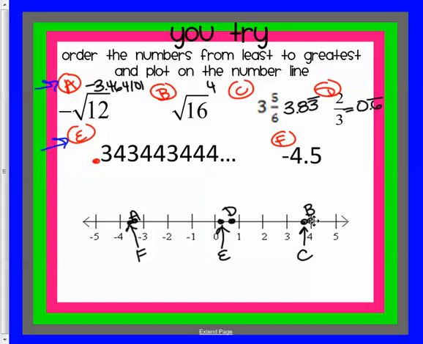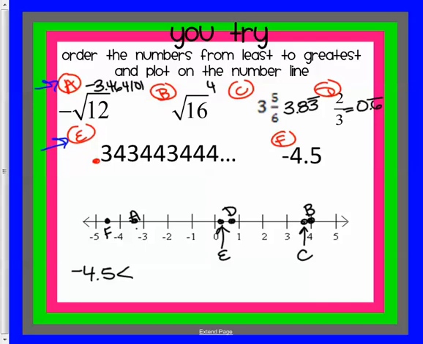B is exactly 4. C falls in between 3 and 4, but closer to 4 because it's more than a half. 2/3, or D, is just a little bit more than a half. E is just a little bit less than a half. And F at -4.5, oops, wrong spot, it should be right here because it falls in between -4 and -5. And that is the order. So now let's arrange them in their original form.